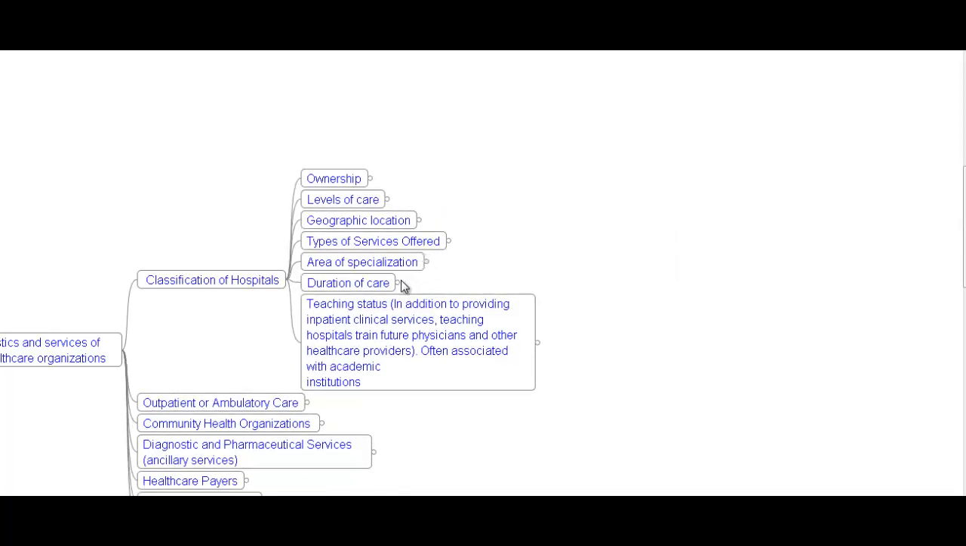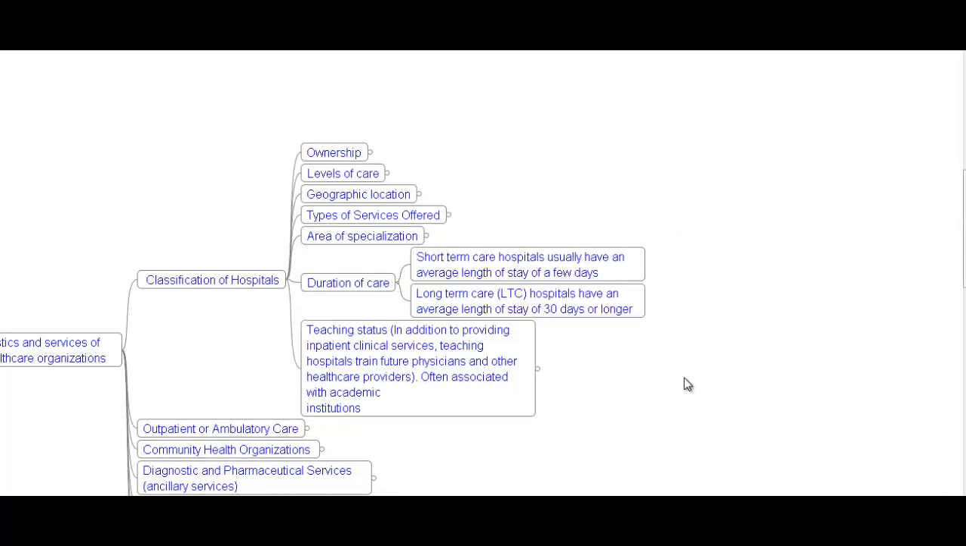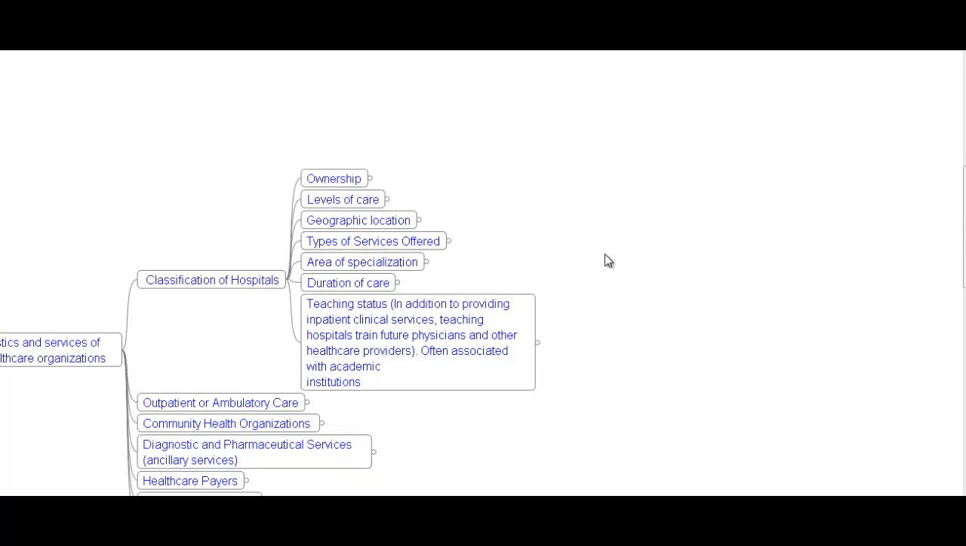A hospital can be classified based on duration of care. Short-term care hospitals usually have an average length of stay of a few days, and long-term care hospitals have an average length of stay of 30 days or longer. A hospital can also be classified based on teaching status. In addition to providing inpatient clinical services, teaching hospitals train future physicians and other healthcare providers, often associated with an academic institution.